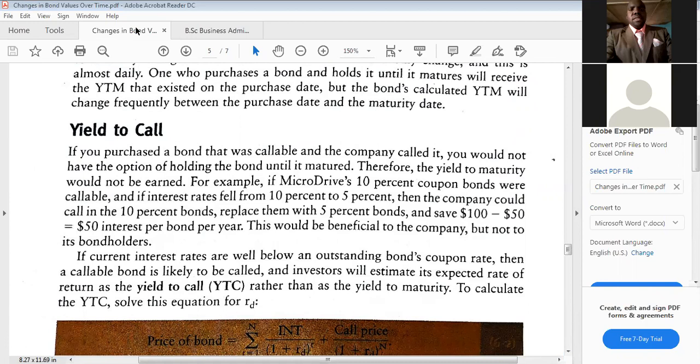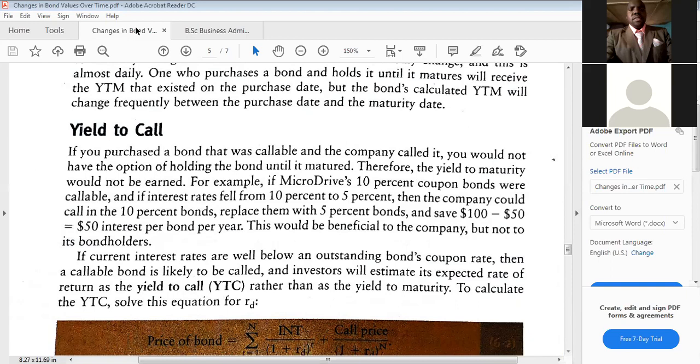All right, now we look at the yield to call. If you purchase a bond that was callable and the company called it, you would not have the option of holding the bond until it matured. Therefore, the yield to maturity would not be earned.